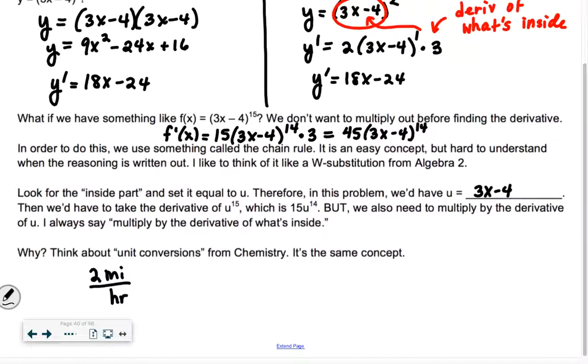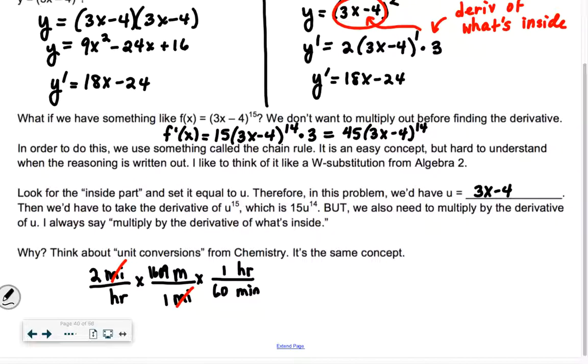Like if I had 2 miles per hour, I would put miles on the bottom and meters on top. Maybe there's 1,609 meters in 1 mile, right? And then the miles would cancel. And then I'd be like, well, what if I want meters per second? Well, then I'd put hours and minutes. There are 60 minutes in 1 hour, right?